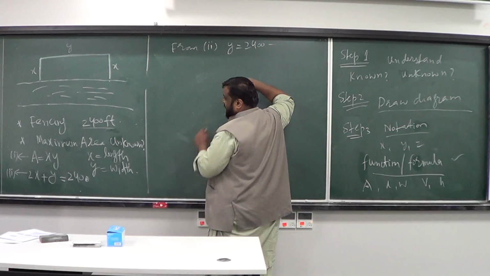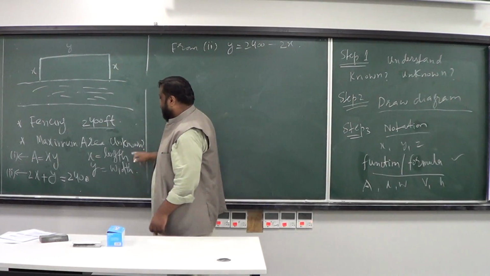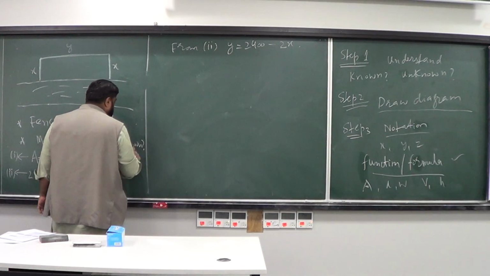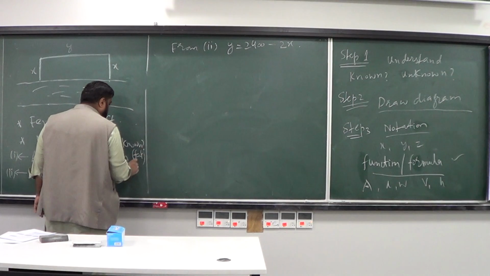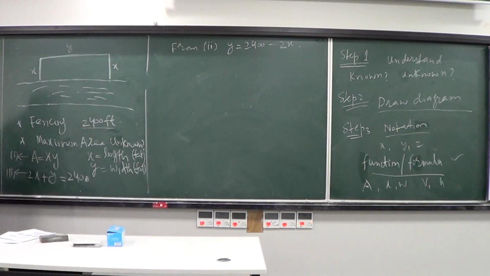2400 minus 2x. Obviously, the units of these lengths are feet. Both are in feet. So it's going to be y equal to 2400 minus 2x.